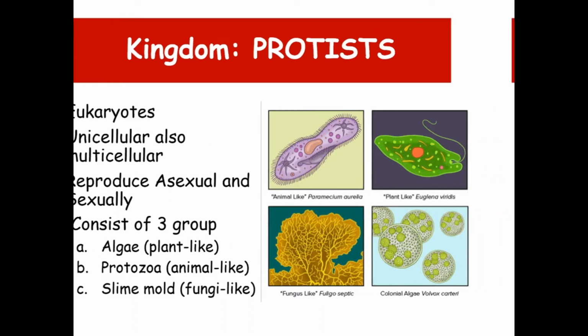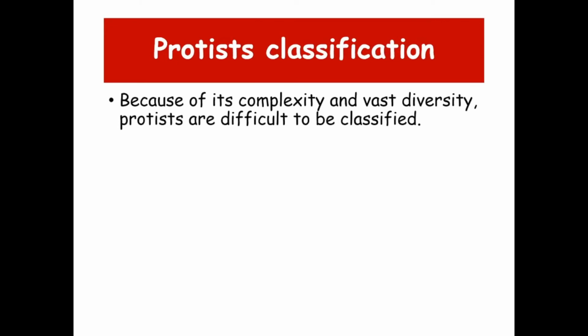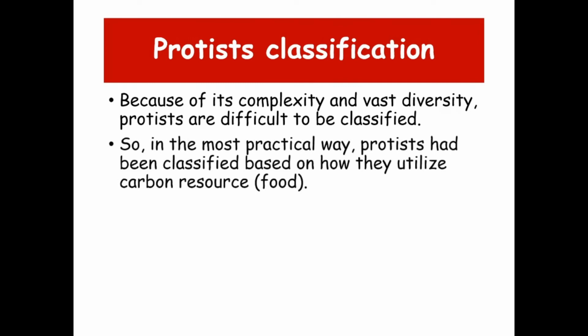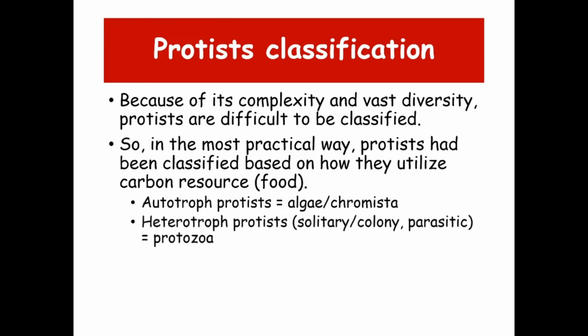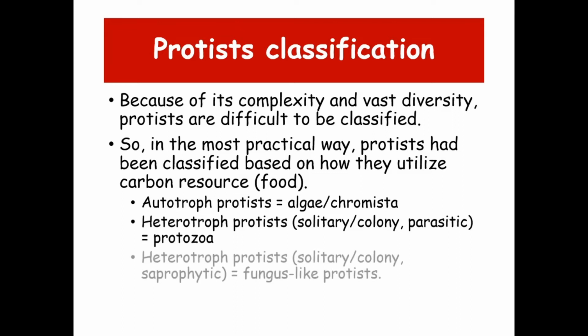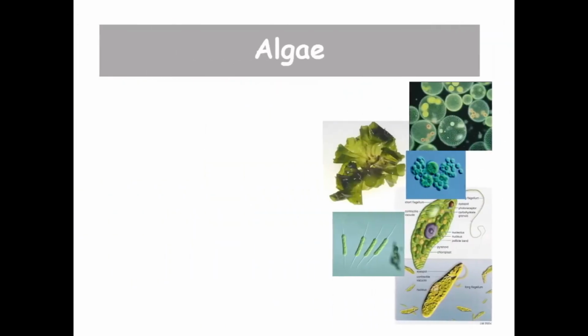Because of their complexity and vast diversity, protists are difficult to classify. So, in the most practical way, protists have been classified based on how they utilize their carbon resource, or how they utilize their food. The first one is autotroph protists, which consist of algae. The second group is heterotroph protists, which consist of protozoa or animal-like protists. And the third group is also heterotroph protists, but it consists of fungi-like protists.